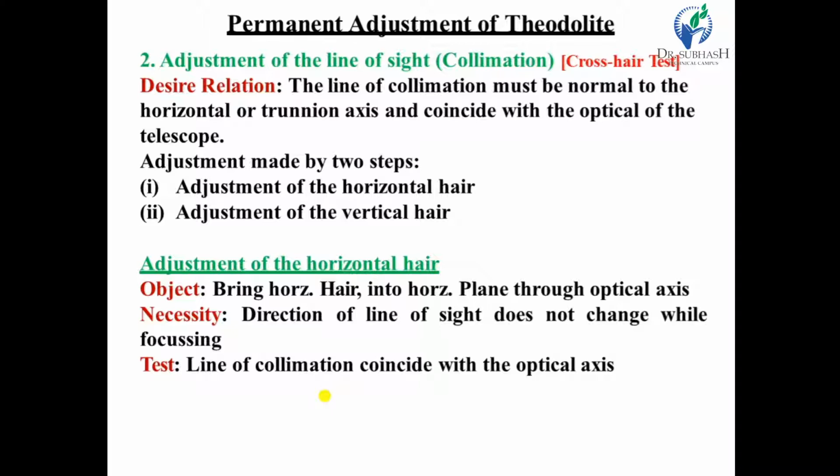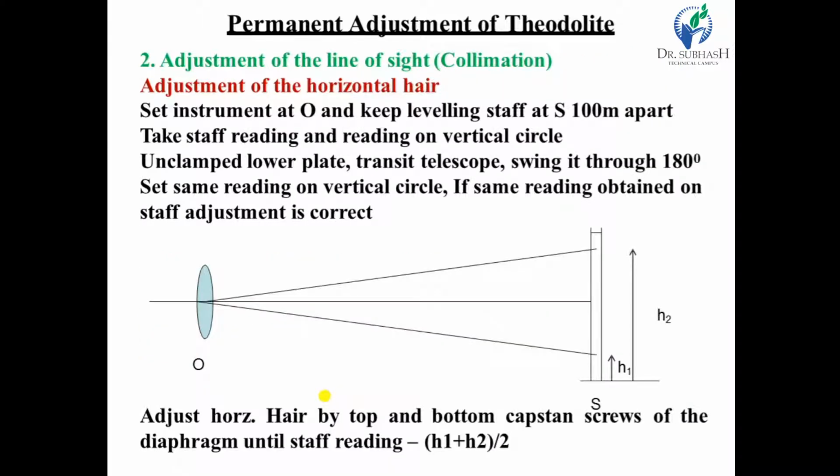Adjustment of the horizontal hair. What is its objective? To bring the horizontal hair into the horizontal plane through the optical axis. And what is the necessity? The direction of the line of sight should not change while focusing, because if the line of sight changes, the reading also changes. We can test that the line of collimation coincides with the optical axis.